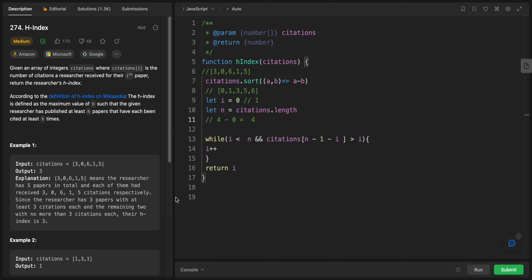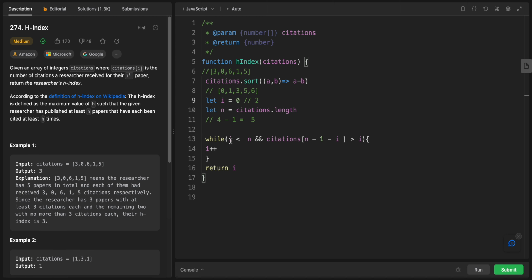Okay, so let's make another loop. If I is less than n, yes, I is less than n. So if citation of n minus 1 minus I is bigger than I, n minus 1 minus I is index 3, and the value of this one is 5. Is it bigger than I? Yep. So add 1, so it will be 2. Let's make a loop again.